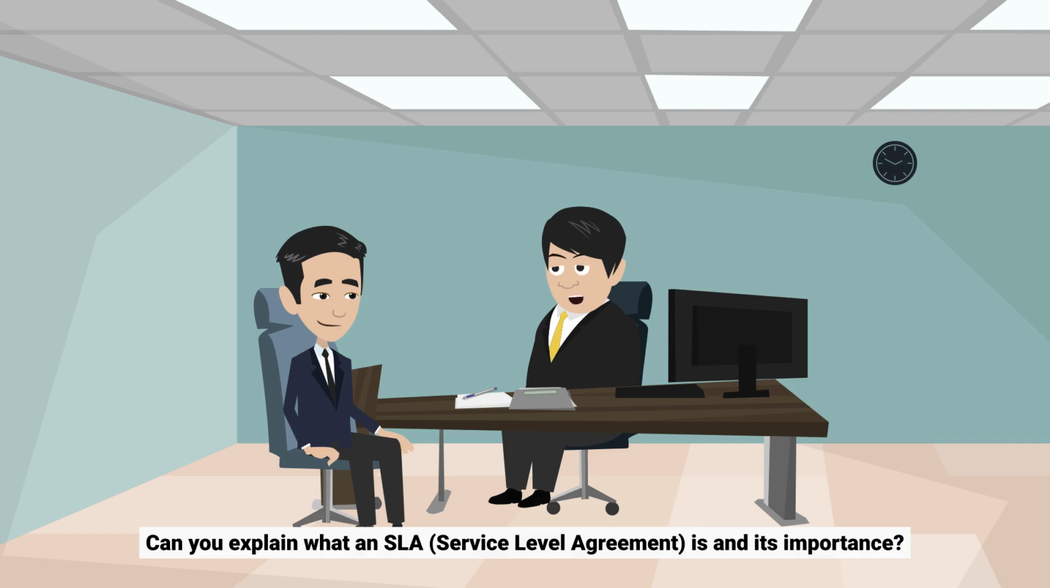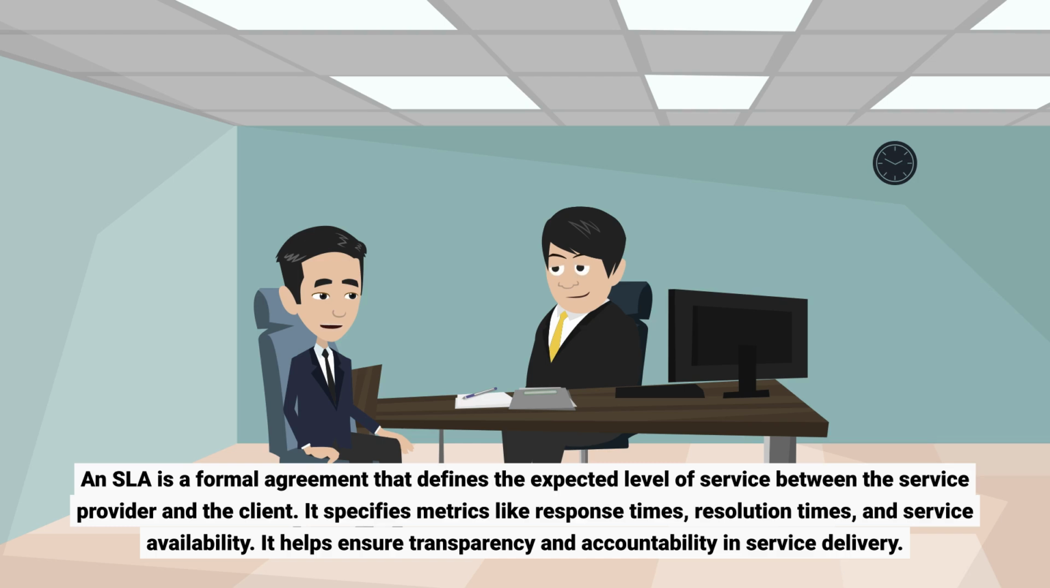Can you explain what an SLA, service level agreement, is and its importance? An SLA is a formal agreement that defines the expected level of service between the service provider and the client. It specifies metrics like response times, resolution times, and service availability. It helps ensure transparency and accountability in service delivery.